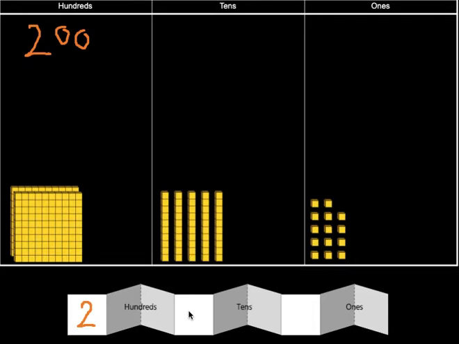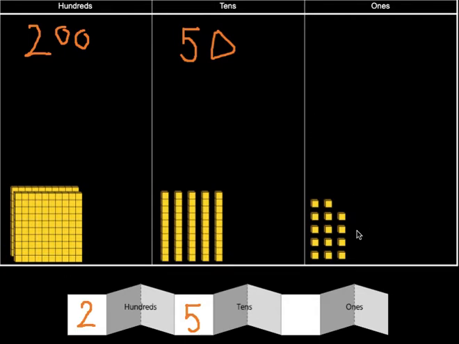I have 5 tens, so I should put a 5 in the number expander right here, right? So 5 tens, what number is 5 tens again? 50, right? Because 10, 20, 30, 40, 50. So we have 50 right here.